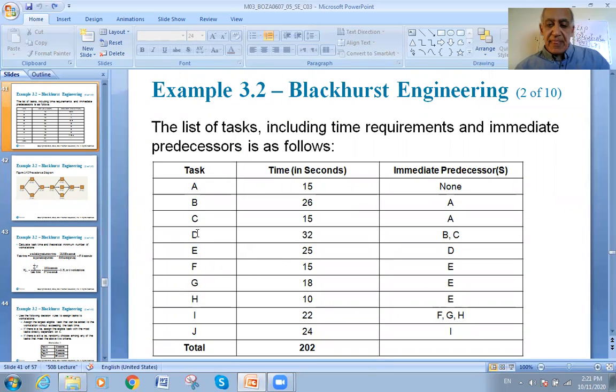Let's go to D. D is 32. I will draw a square and right inside it or beside it 32 seconds. The time of stage D is 32 seconds. But before D, I have B and C.